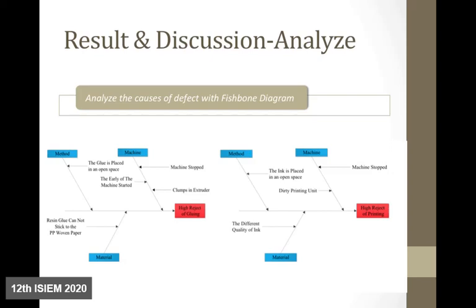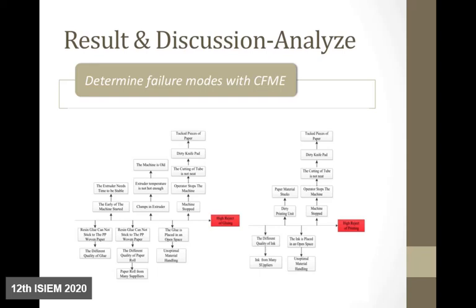The Pareto diagram shows the dominant problem caused by the type of defect caused by gluing and printing problems. The further analysis of these two problems using fishbone diagrams is given in this picture. From the fishbone diagrams, three factors causing defects can be found: machine, method, and material. CFME aims to clarify the root cause of the problem. The first branch is obtained from the fishbone result, while the last branch will be used as a failure mode in the FMEA method.